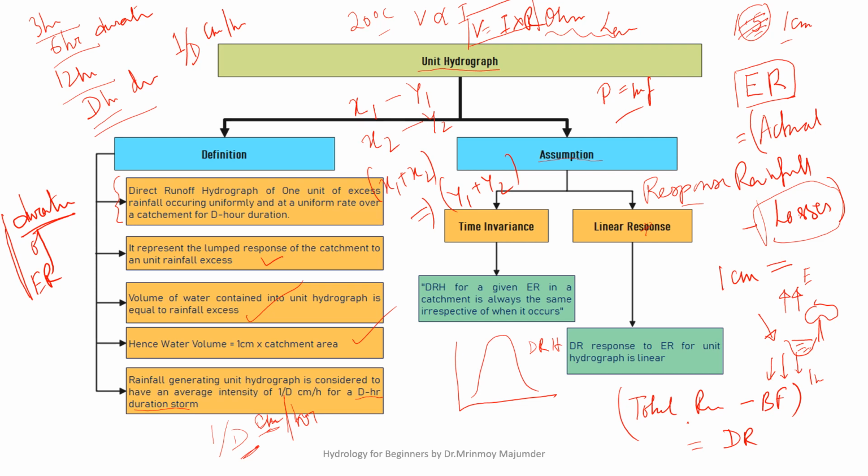Again, you can say that any factor r into X1 is Y1. Yes, you can say that also. If you multiply r with X1, then it will come Y1. Straight away you can say. Or if you say any integer r, I multiply with the ordinate of ER, then it will give DR. So this type of linearity can be possible if I say that linear response is there between DR and ER. Here DR is direct runoff, ER is excess rainfall.